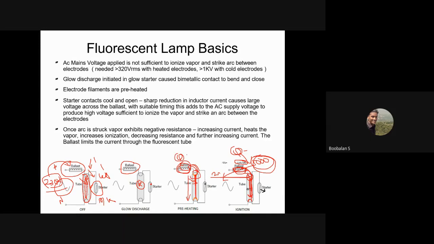So due to this inductive type of coil, definitely my power factor is somewhat getting affected, right? So this is one thing.